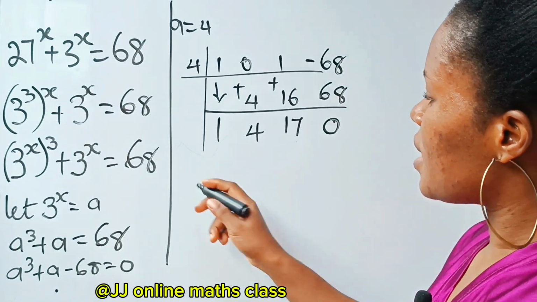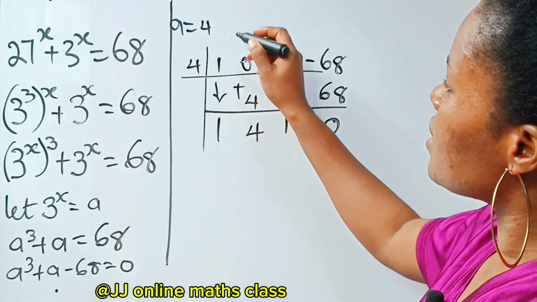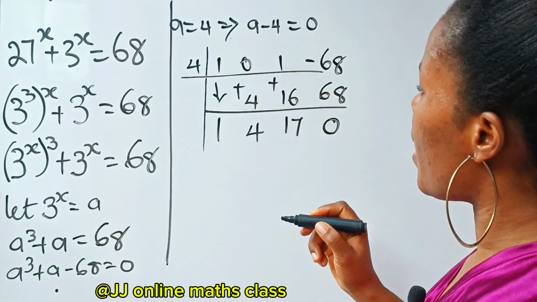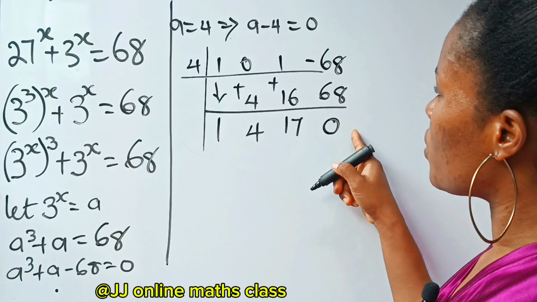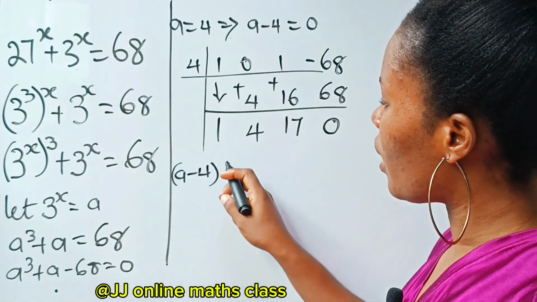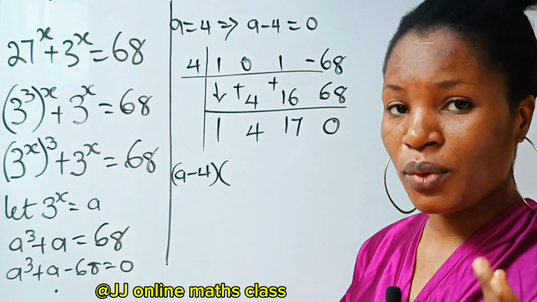Okay, so that means that if a is equal to 4, it simply means that a minus 4 is equal to 0, right? So we can write that a minus 4, multiplied by this, will form our what? Our quadratic equation.